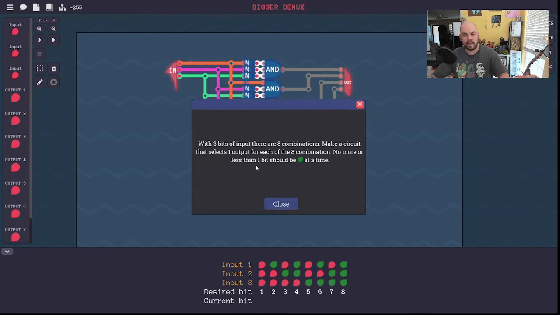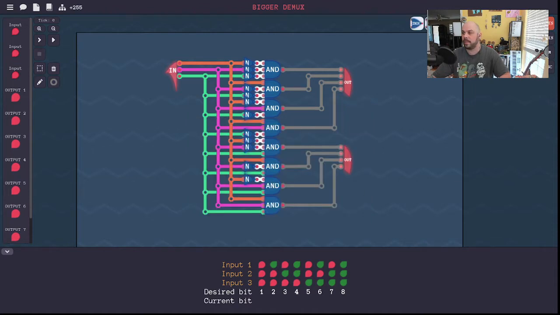With 3 bits of input, there are 8 combinations. Make a circuit that selects 1 output for each of the 8 combinations. No more or less than the 1 bit should be at a time. So fortunately, up here in our gates, we have a 3 input AND gate. We have 3 inputs. So all we're going to do is, if we look at our truth table, we're just going to make 8 AND gates, because we know that they told us that with 3 inputs, we have 8 combinations. So we already know that we can just use 8 AND gates to come down here.